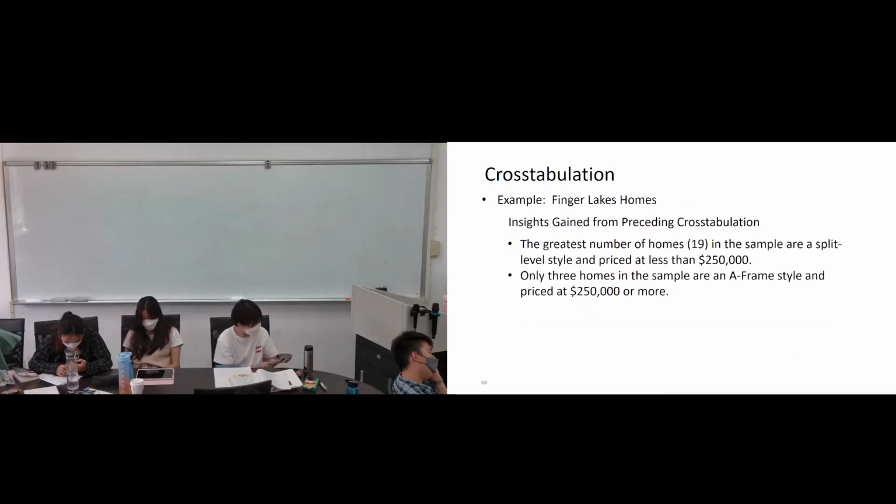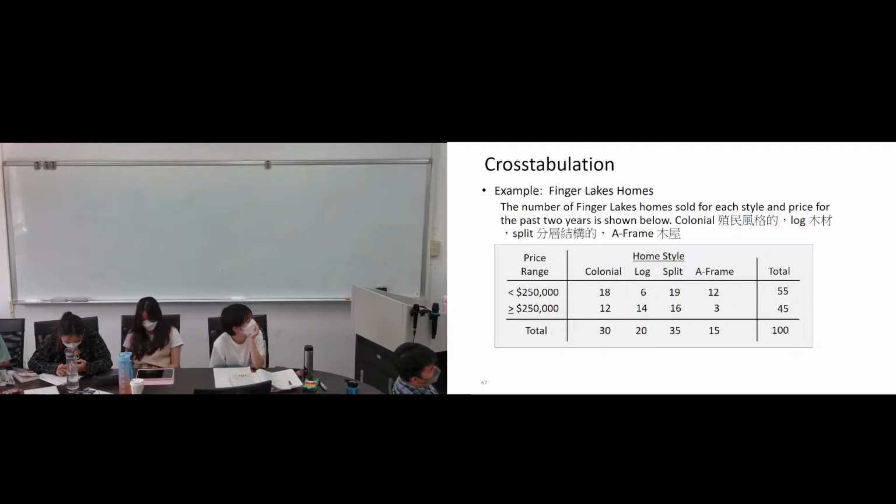So what insights can we obtain from the cross tabulation table? What's the greatest number of homes? That's 19. So most of the people purchased the split home style at a price below $250,000. What is the least? Yes, 3. Three of them purchased A-frame at a price above $250,000.